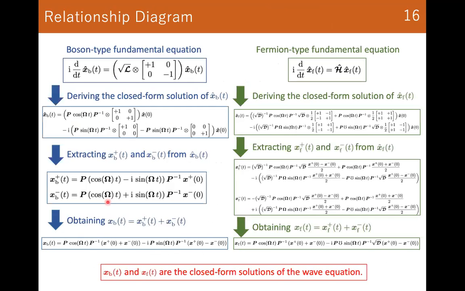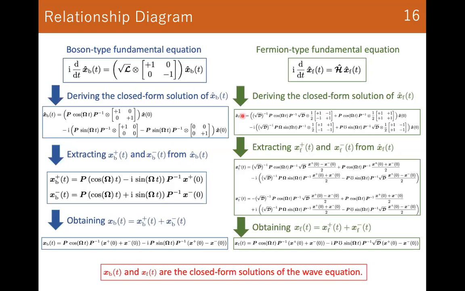Next, I'd like to talk about the relationship diagram of two types of fundamental equations. First, I will explain the Boson-type fundamental equation. This is the Boson-type fundamental equation. From the equation, the closed-form solution x hat bt is derived. From the solution x hat bt, xb plus t and xb minus t are extracted. Summing xb plus t and xb minus t, the closed-form solution xbt of the wave equation is obtained.